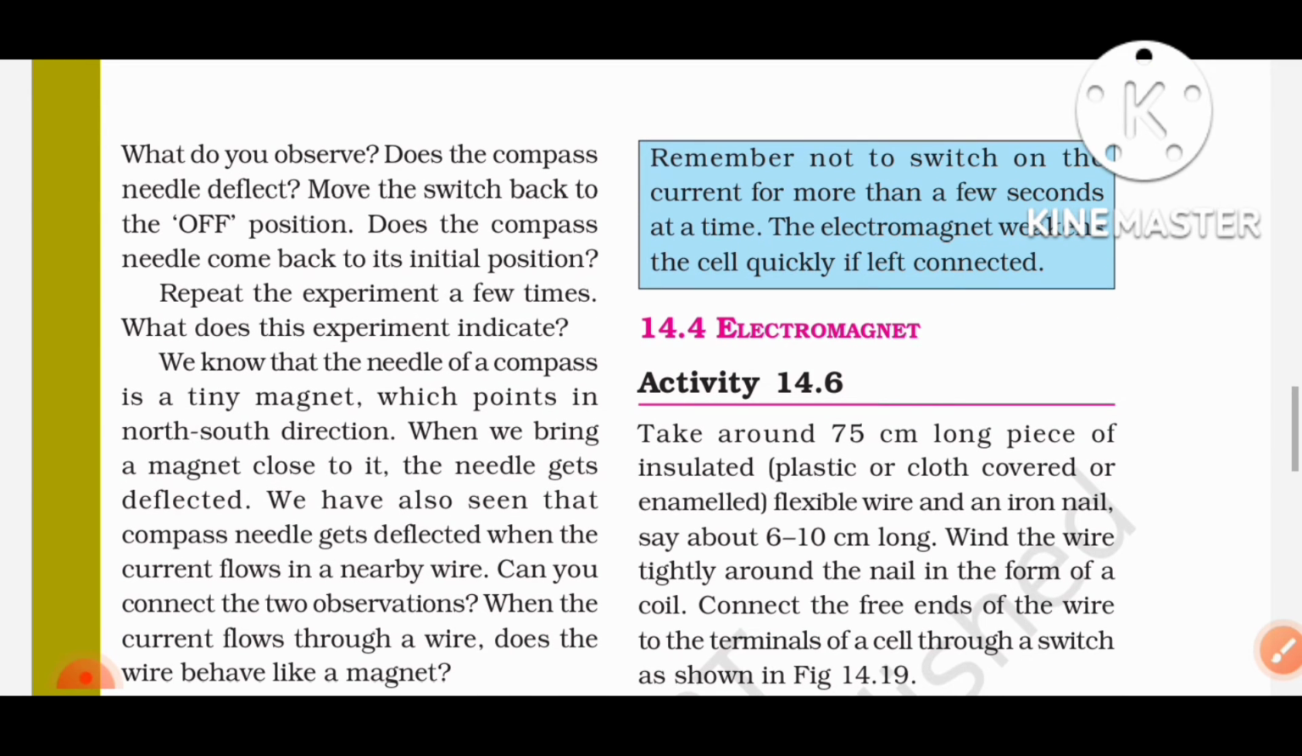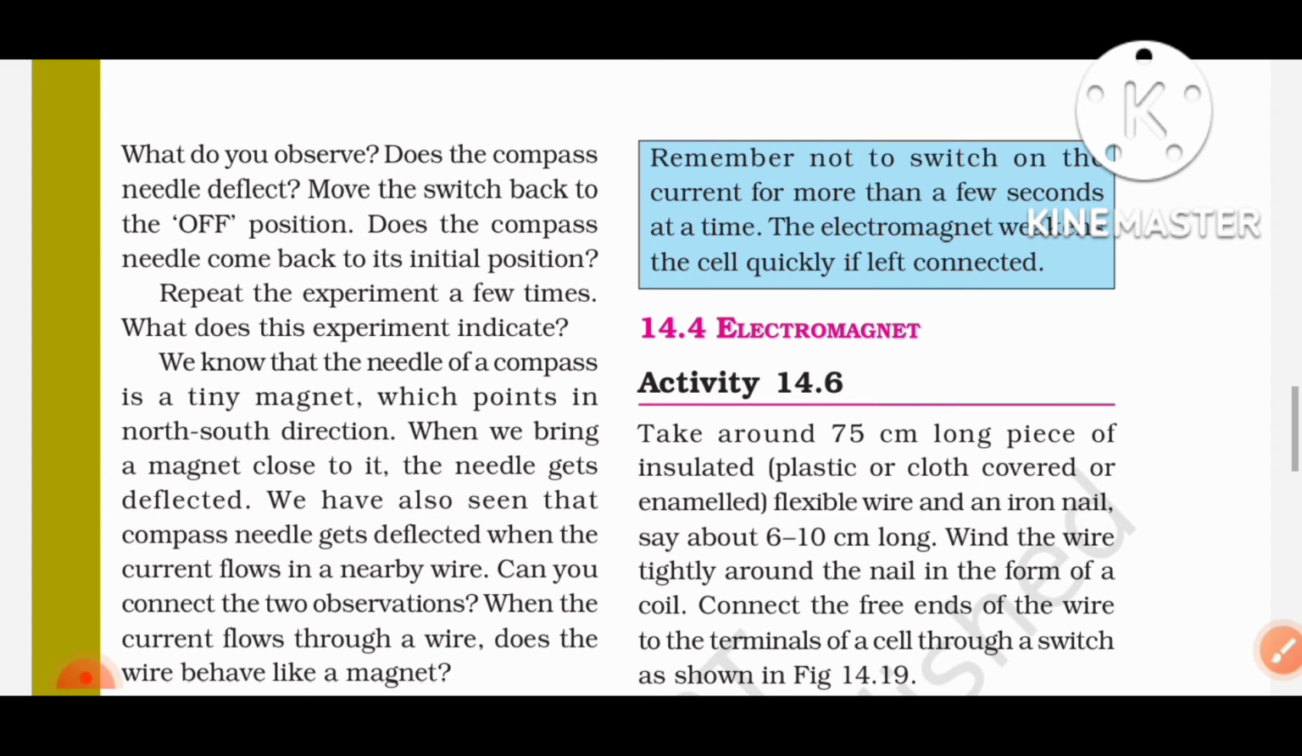What do you observe? Does the compass needle deflect? Move the switch back to the off position. Does the compass needle come back to its initial position? Repeat the experiment a few times. What does this experiment indicate?